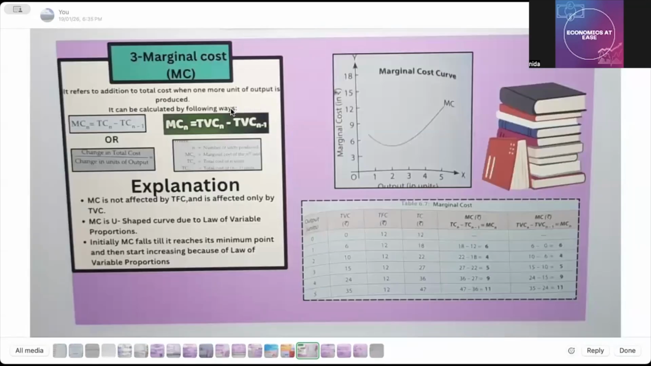Then marginal cost, that is the additional output. It is the addition to total cost when one more unit of output is produced. And what you will do, you will apply this formula: change in total cost upon change in units of output. Okay, so with this you will get better answers. Then it is also kind of a tick. I told you, like the Nike tick, you can draw it freehand.